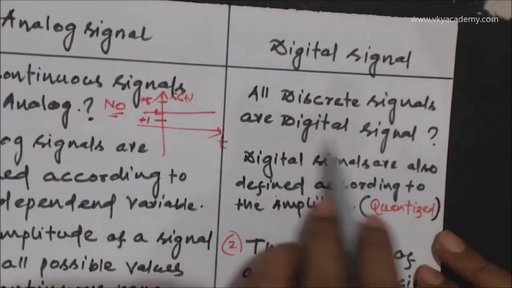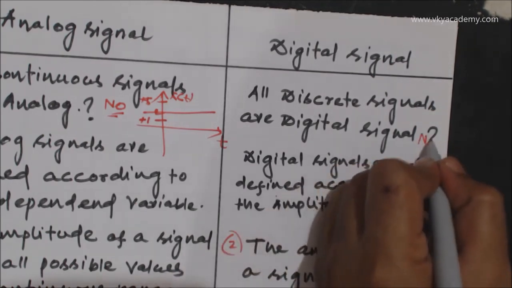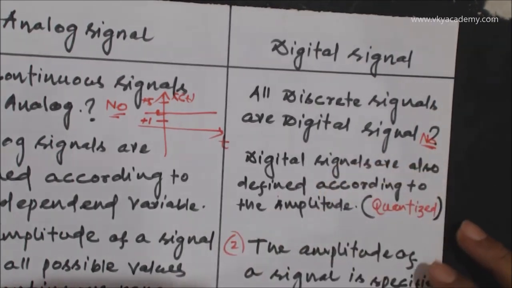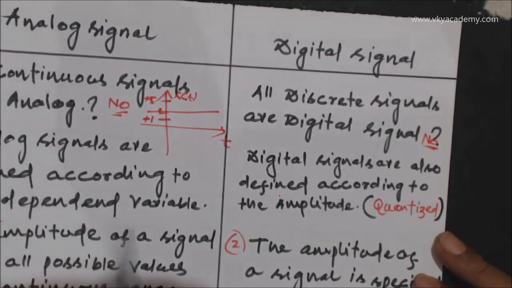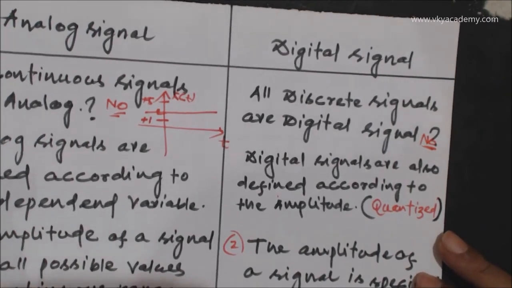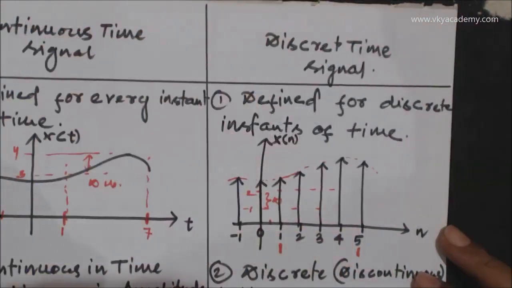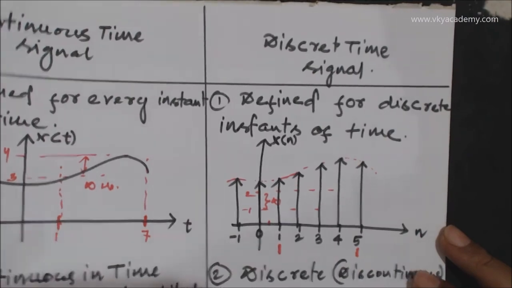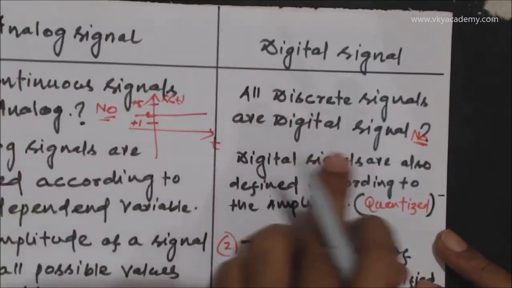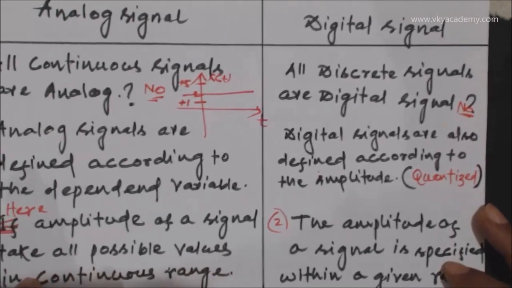Next is, are all discrete signals digital signals? Then we can say that the answer is no. Not all discrete signals are digital signals, as we discussed already. This is a discrete signal, a discrete time signal, but it is not a digital signal because it is taking all the values in the dependent variable. That is why this signal is not a digital signal. So all discrete signals cannot be digital signals. So this is our second answer.